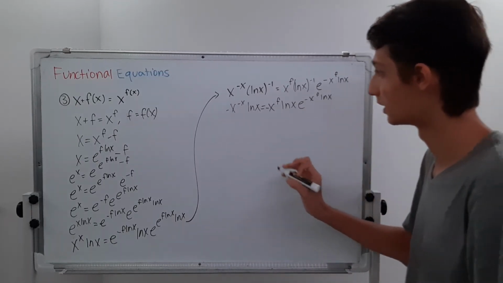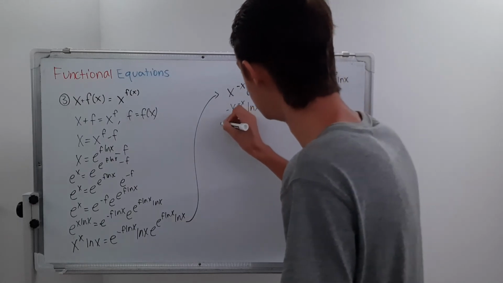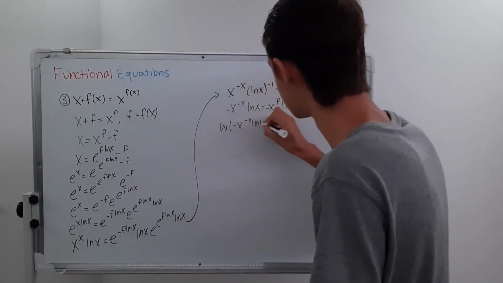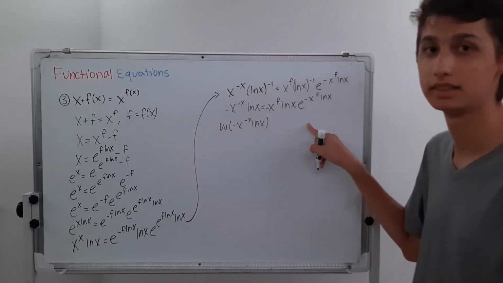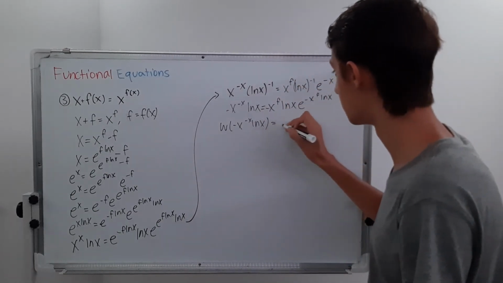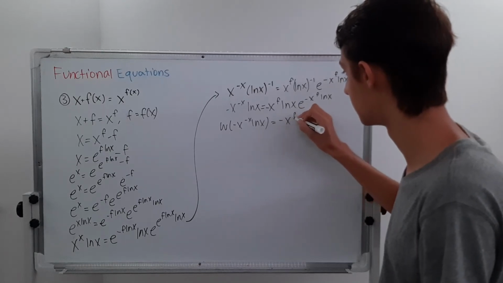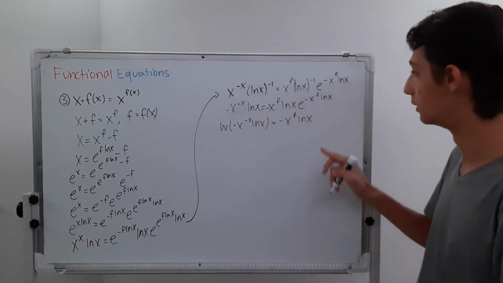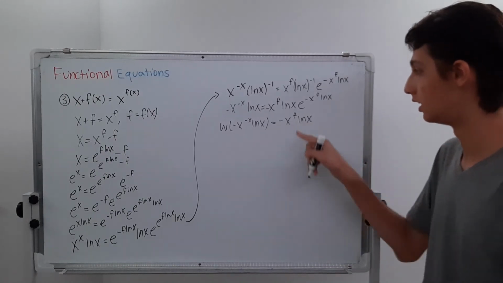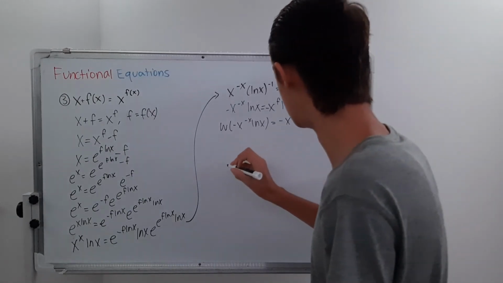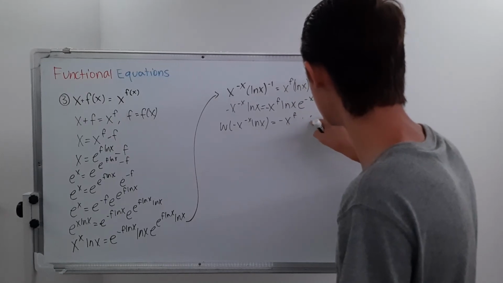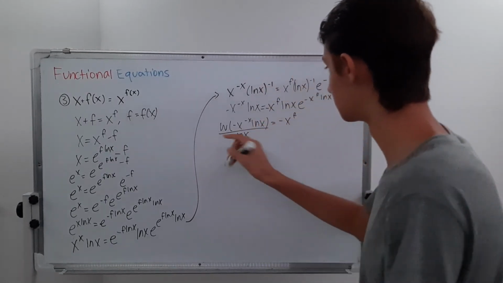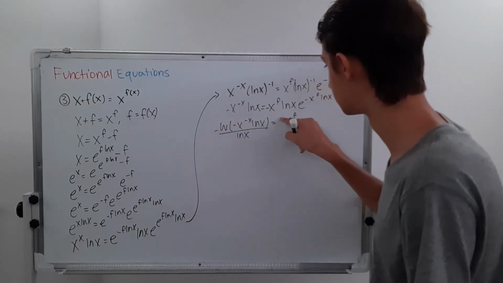So now I'm going to rewrite this. We have W of negative x to the negative x ln x is equal to, and if we take the W on this side, remember, we're just going to get the negative x to the f ln x without the rest of it. Now we just have to isolate f of x. All we have to do is divide by ln x. So I can just do it very easily like this by just doing divided by ln x. Also we can divide by that negative 1.